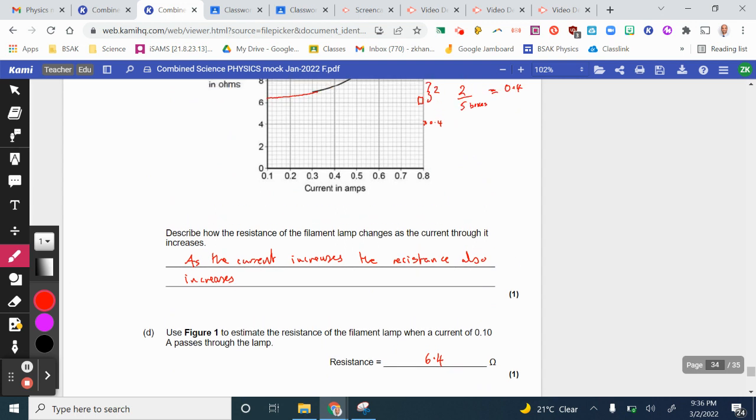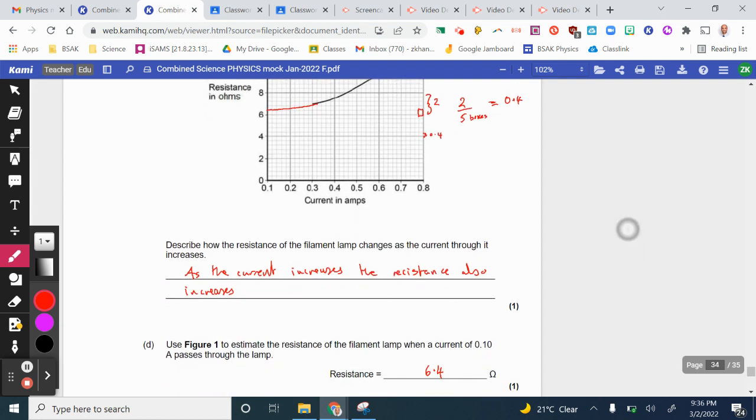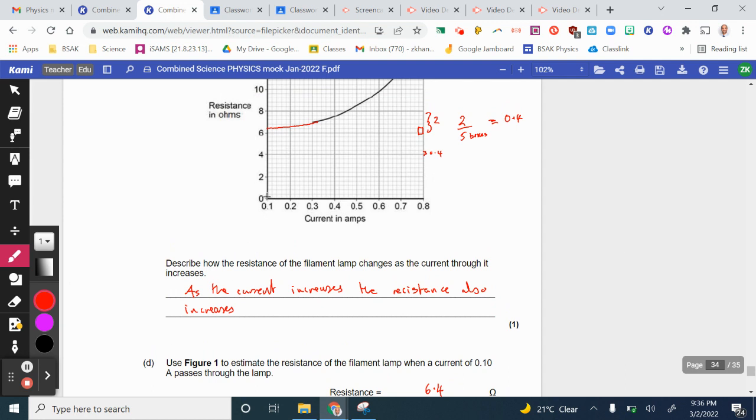So, we're going to estimate the resistance of the filament lamp when the current is 0.1 amps. So, we're going to find 0.1 amps. Okay, so 0.1 amps is there, and we need to extrapolate back. So follow the curve, extrapolate back, and it hits around just above 6. So that's one small square.